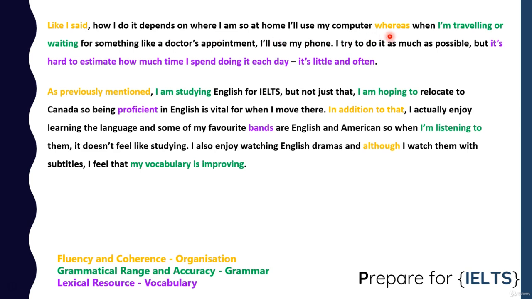"Whereas": make sure you use this in writing as well when we're comparing two things and they're different. "It's hard to estimate how much time I spend doing it each day." To estimate is to guess, so how much time do you spend doing it? I'm saying I don't know. "It's little and often", meaning it might be 5 minutes here, 5 minutes there.